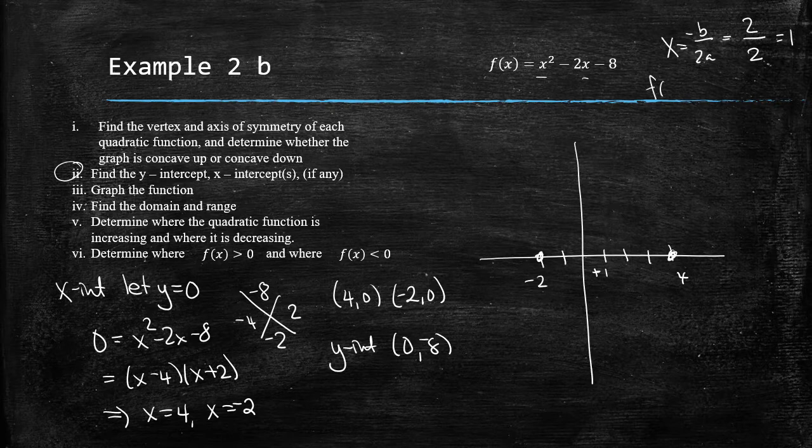All right, we'll plug that back into our function. So f of 1 is 1 minus 2 minus 8. So we're at negative 9. So (1, negative 9) is our vertex. (0, negative 8) was our y-intercept. So based on symmetry, (2, negative 8) must also be a point on the graph. Okay, and then we can sketch it.